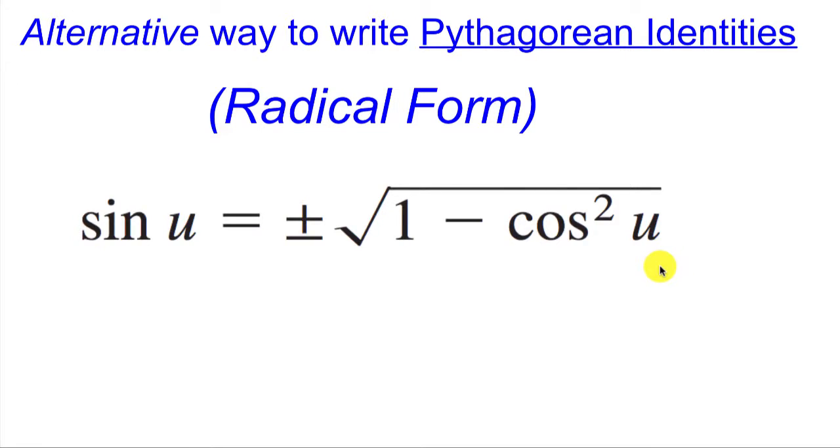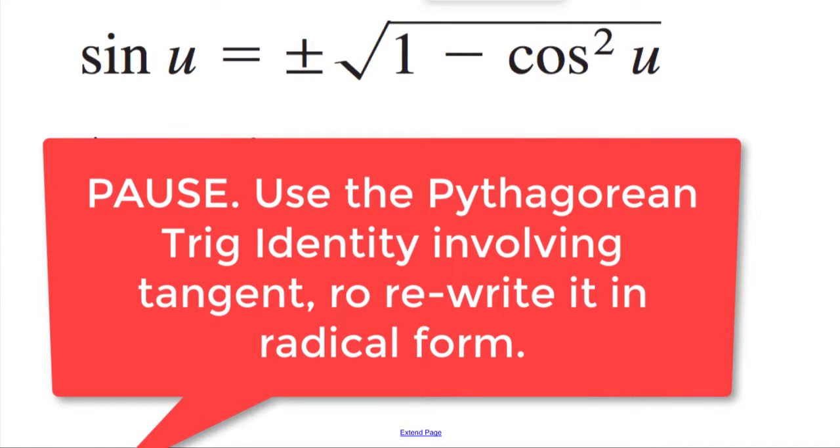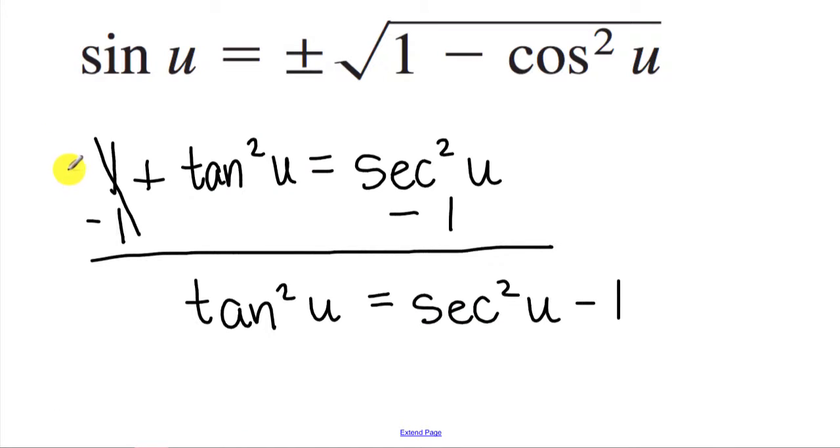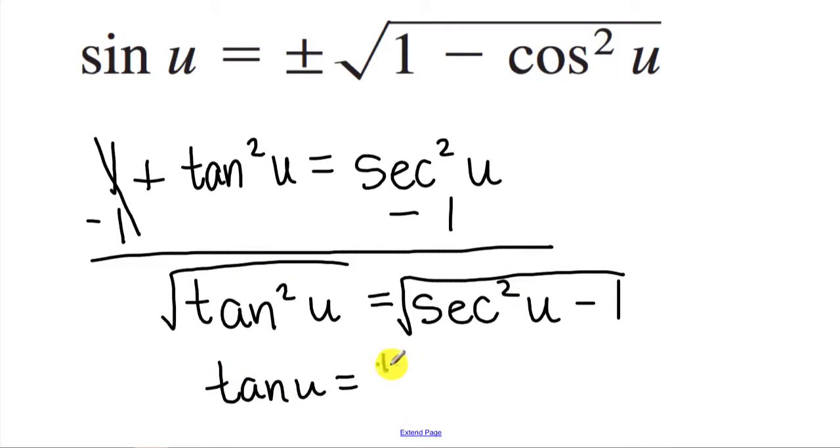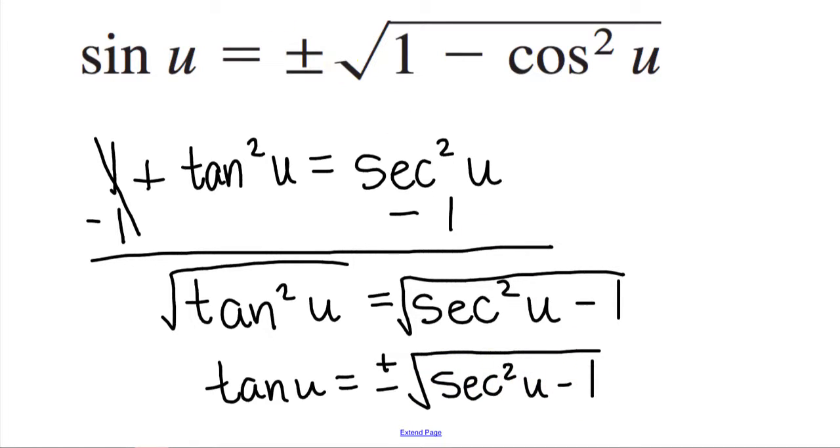Now could you do the same for tangent? Using the Pythagorean identity 1 plus tangent squared equals secant squared, if we subtract 1 on both sides, we get tangent squared equals secant squared minus 1. So to solve for tangent, we take the square root of both sides and get tangent is equal to the positive or negative square root of secant squared minus 1. Okay, you could do this for the other trig functions as well.